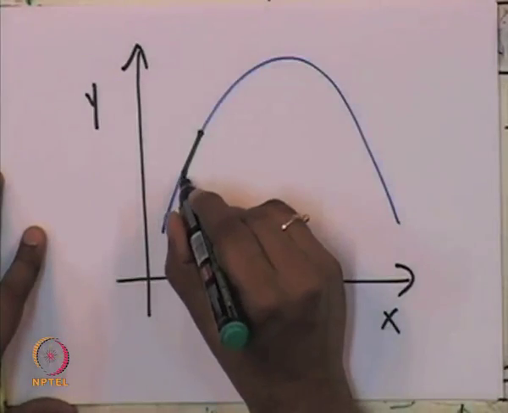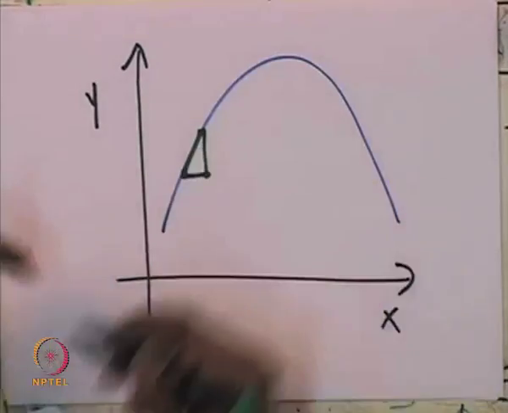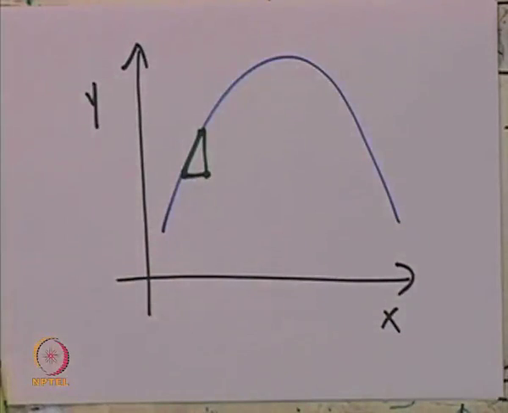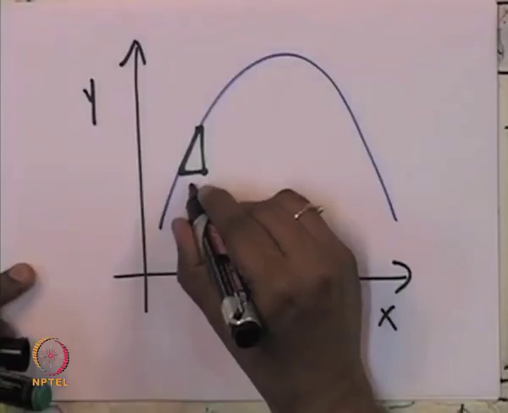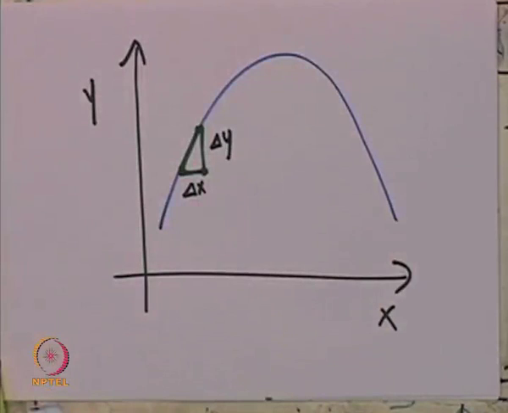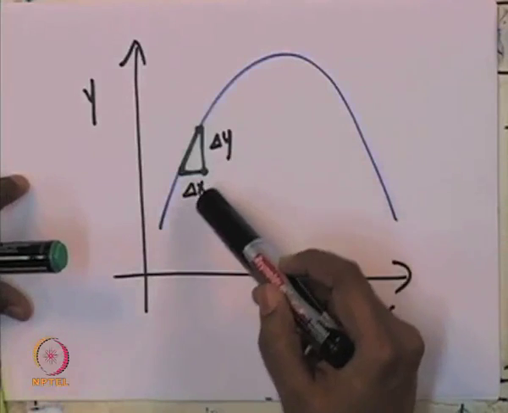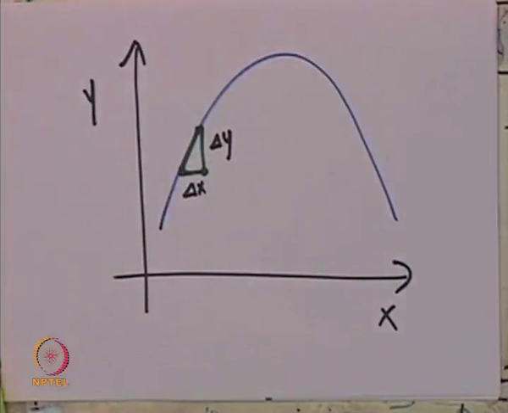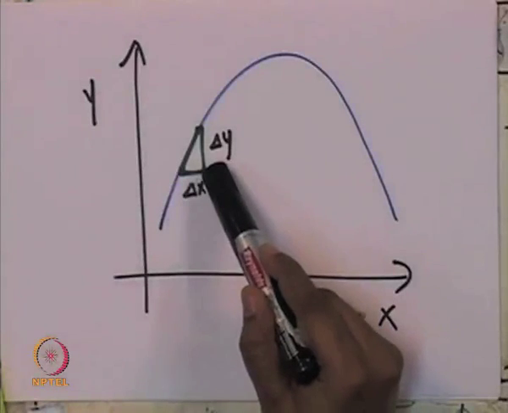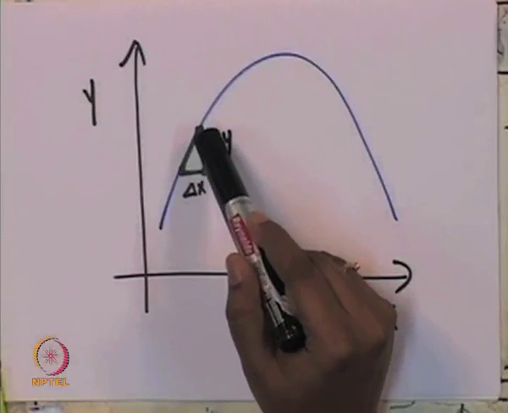Now slope here is basically change in x, which is delta x, and change in y, which is delta y. So, we want to calculate delta x and delta y, and the slope is delta y by delta x. Without doing any calculation, we can say that since delta x is positive and delta y is positive, the slope has to be positive. This is some number which is positive, and this is some number which is positive.